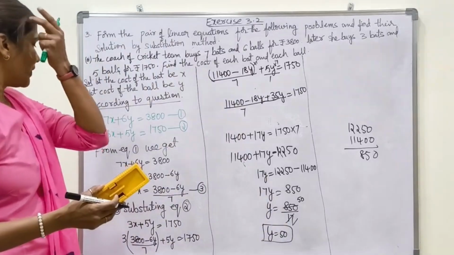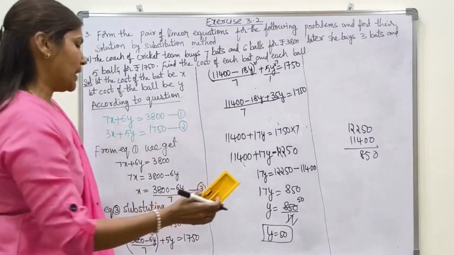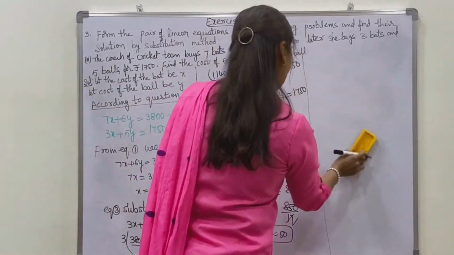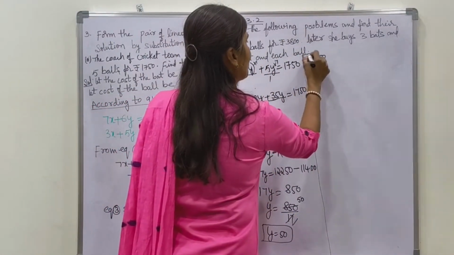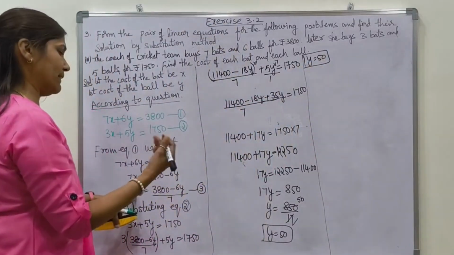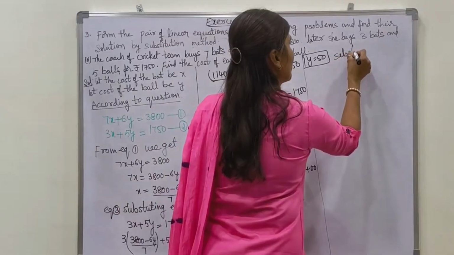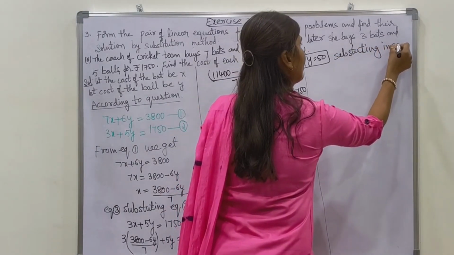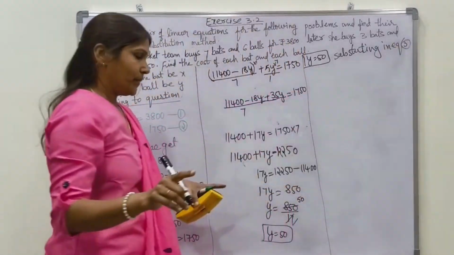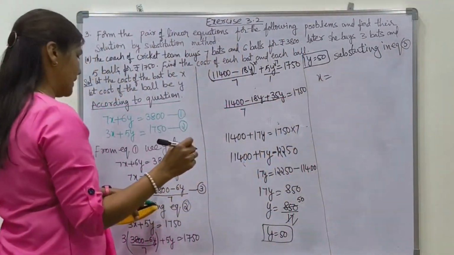Now you got the y value. After getting the y value you have to find the x value. In this one, substituting means you will get the x value. See here, y is equal to 50. Now what I am doing? Substituting y equal to 50 in which equation? Third equation. In the third equation you will directly get the x value. Substituting in equation 3. Equation 3, what is there? X is equal to what is there?